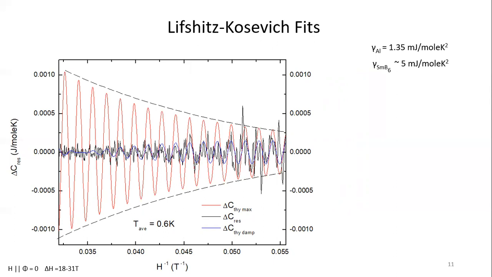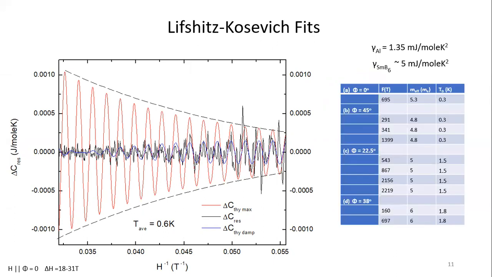and electron scattering. If we then incorporate those in the finite T limit, where we showed earlier our best fit values within Lifshitz-Kosevich theory is this blue curve, we are able to extract the materials parameters shown here for all of the points that were shown on our previous oscillation spectrum. For this run specifically, we find that for a frequency of 695 Tesla, the best fit values are an effective mass of 5.3 electron masses and a Dingle temperature of 0.3 Kelvin.